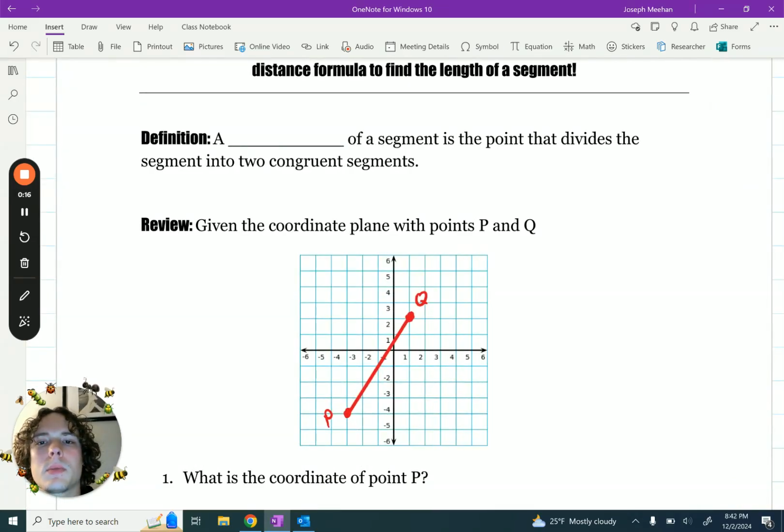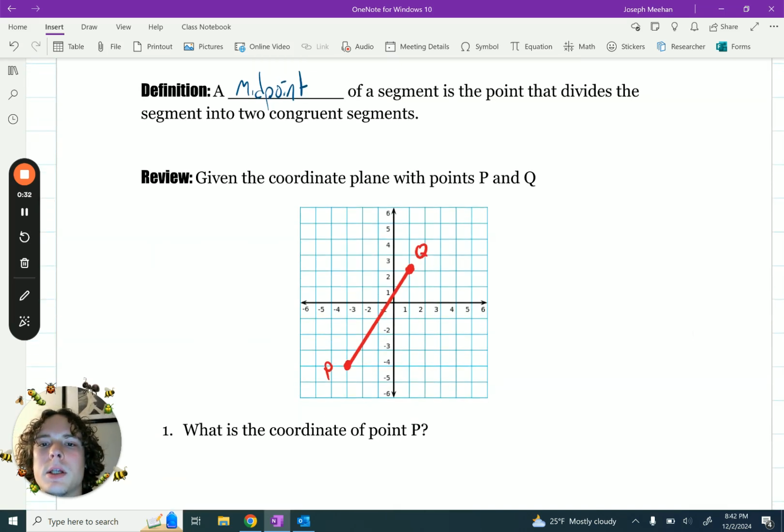So definition, it says a blank of a segment is the point that divides the segment into two congruent segments. This is called the midpoint. The midpoint of a segment is the point that divides the segment into two congruent segments.